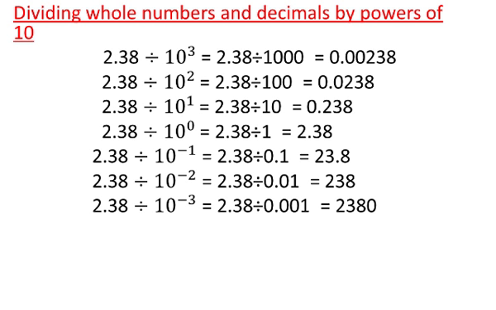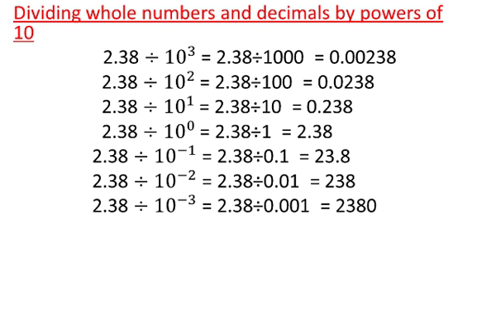Dividing whole numbers and decimals by powers of 10. You already know how to divide whole numbers and decimals by 1000, 100, 10, 0.1, 0.01. I will give you some more examples to revise this and show how you can use it to divide by powers of 10. 2.38 divided by 10 to the power of 3. 10 to the power of 3 is 1000, so it will become 0.00238. 2.38 divided by 10 squared. 10 squared is 100, so 2.38 divided by 100 is 0.0238.